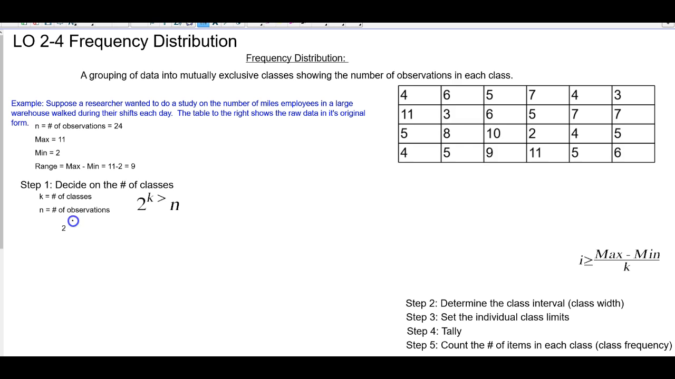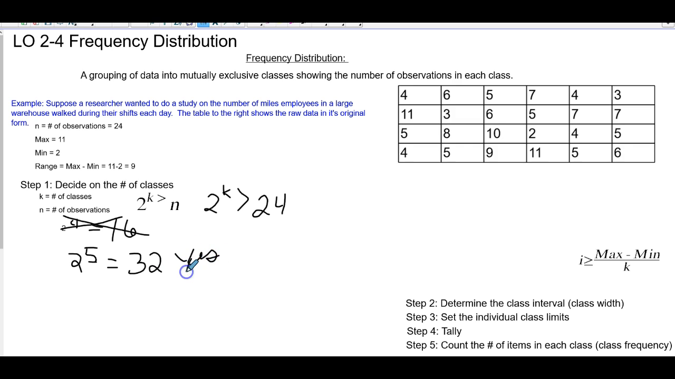So let's try 2 to the 4 and see what that gives us. 2 to the 4 gives us 16. Okay, remember that we're trying to get 2 to some k value that is greater than 24. So that's not going to work. Nope. Let's try 2 to the 5. 2 raised to the 5th is 32. Is 32 greater than 24? Yes. So we are going to use 5 classes.